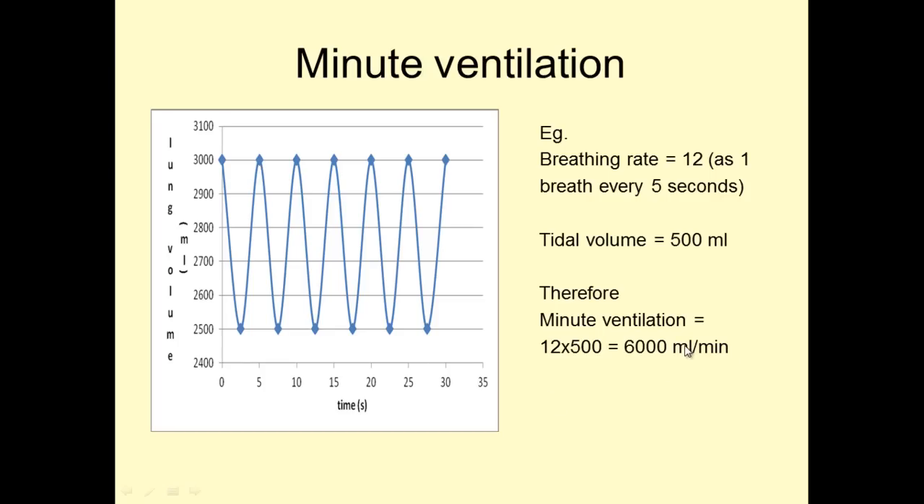You could cancel that down to 6 litres per minute if you prefer. How this would vary for someone exercising: you'd expect the tidal volume to be greater, so the height of this trace would be taller, and the points would also be closer together because you'd be breathing quicker, and hence your breathing rate would go up.